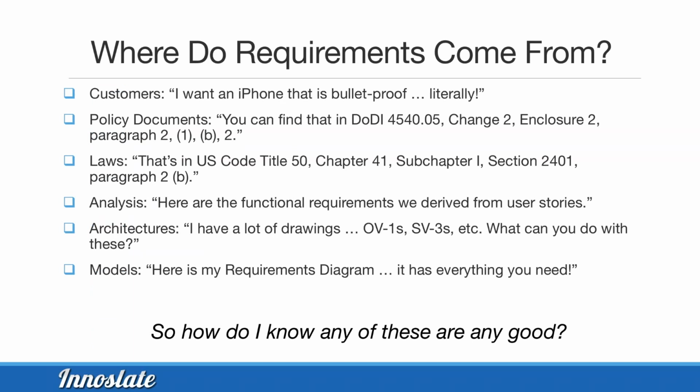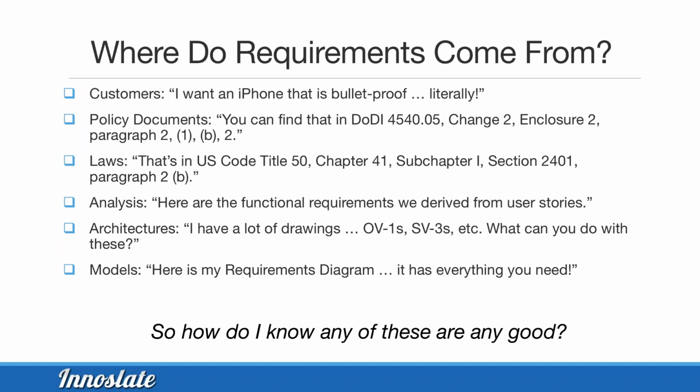So where do requirements come from? Well, most customers will tell you, I want an iPhone that's bulletproof, literally. Yeah, right. They want to take it to the battlefield because they're used to using the iPhone at home. Well, of course, that's not going to happen. Apple's not going to support that, and to ruggedize an iPhone would probably cost as much as making a new one. So these are the fundamental things, the way we get things often, unfortunately.